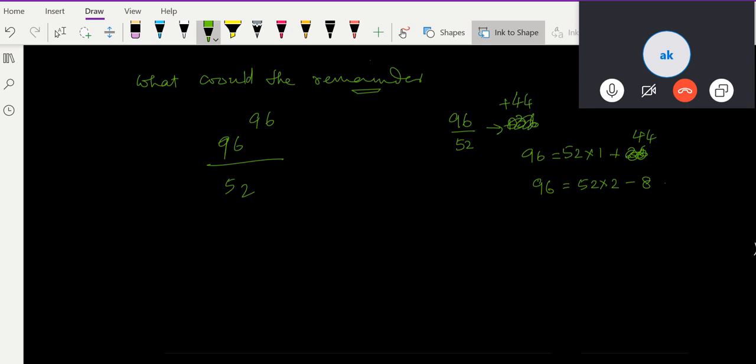Right. So this would be like 52 into 1 plus 44, or 52 into 2 minus 8. Correct? So between the two, which is smaller in magnitude? Minus 8. So that's why I go with the negative number. So 96 by 52 means the remainder is minus 8, to the power 96. That divided by 52, whatever the remainder is would be the final remainder.